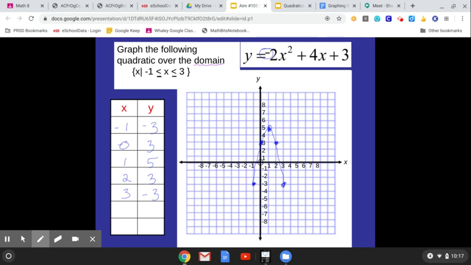Okay? All right. Well, there you have it. That is graphing with a restricted domain. Nothing fancy to it other than you're just limited on the values that you can use for your table. Okay?